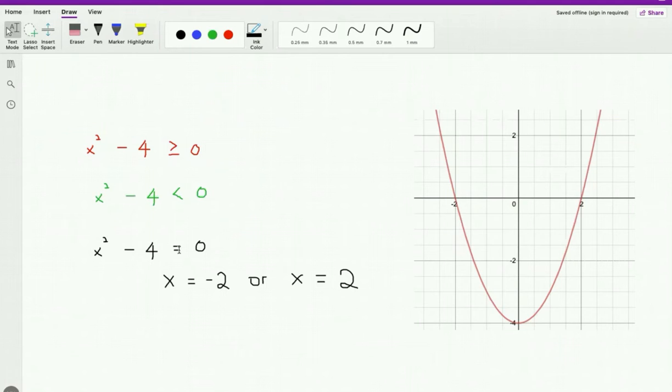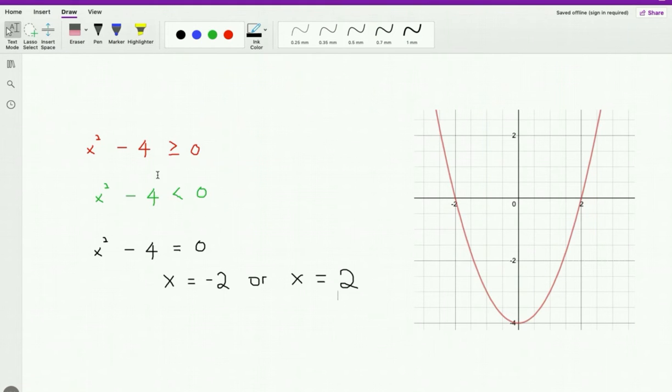So x squared minus 4 equals 0. I need to look for the x-intercepts to solve this equation, right? So x equals -2 or x equals 2. If you don't remember how to solve quadratic equations, please refer back to my previous videos. My next goal is to solve these two inequalities.